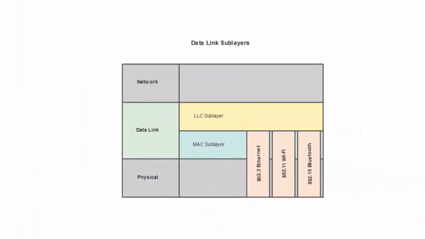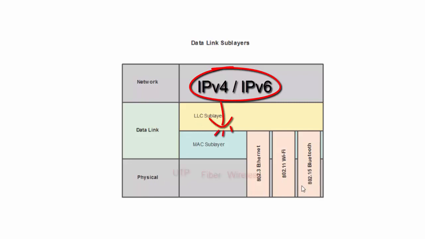Again, in the OSI reference model, the data link layer and the physical layer constitute the network access layer. However, if we zoom inside the data link layer, we will find that it is divided into two sublayers. One is the logical link control sublayer, and the other is the MAC sublayer, or medium access control sublayer. The reason for dividing the data link layer into two sublayers is to facilitate the access between the network layer protocols and the different types of media in the physical layer.